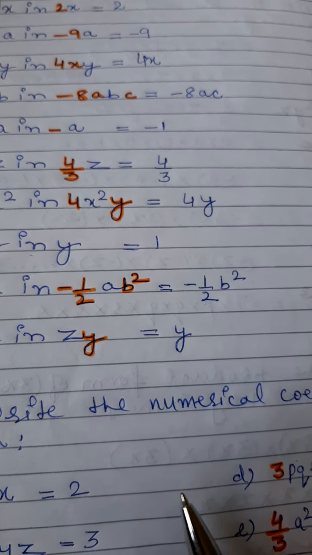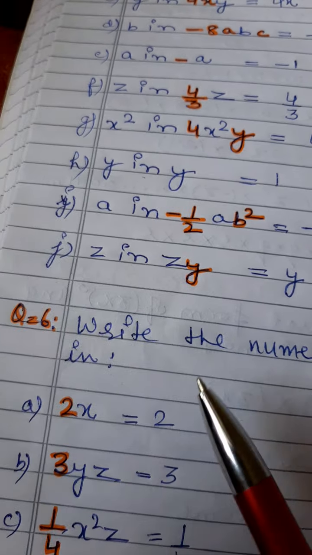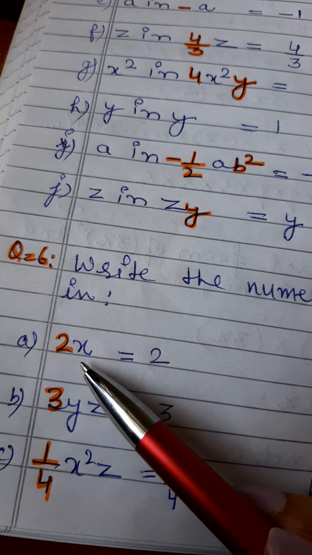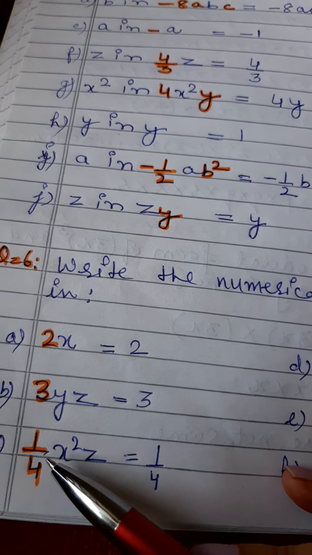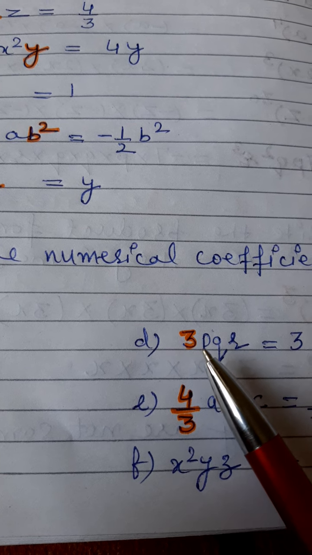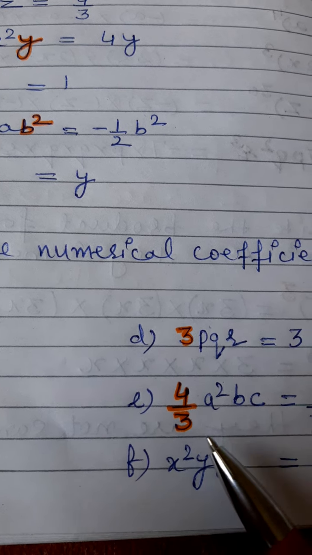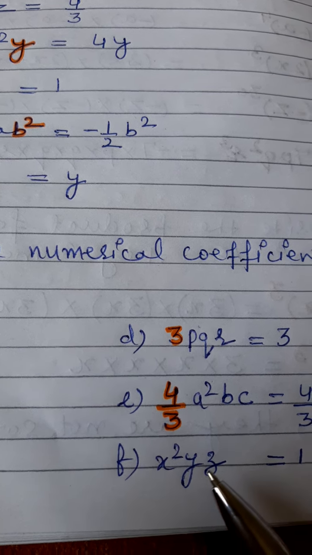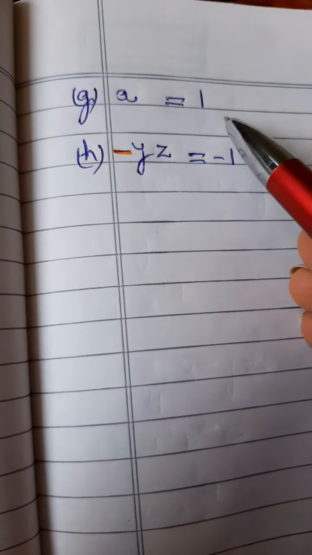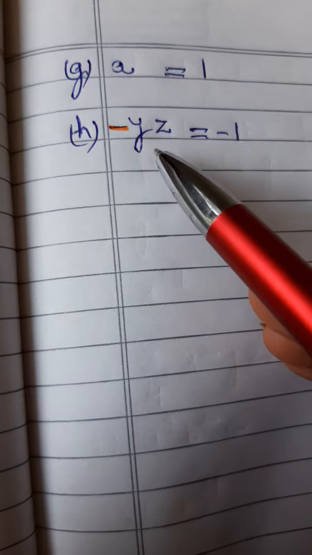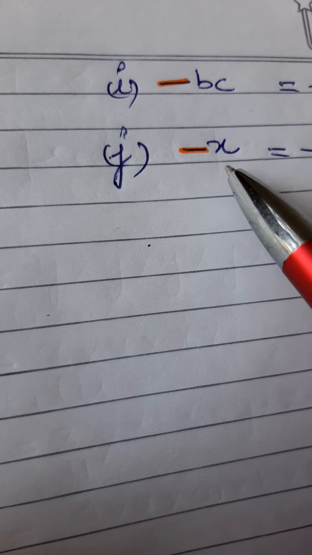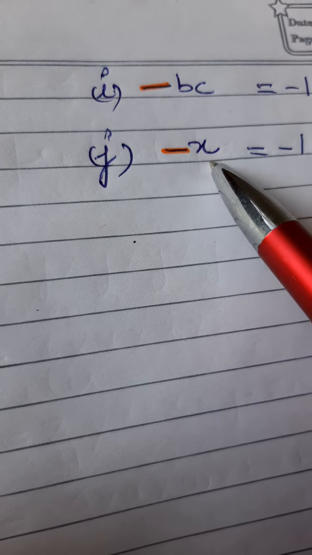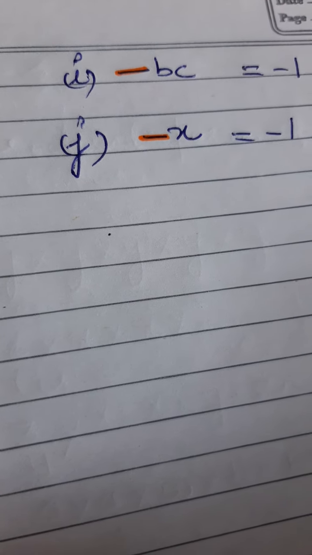Now question number 6 is: write the numerical coefficient in. Here we have to write the numerical coefficients only. So the numerical coefficient here is 2, here it is 3, here it is 1 by 4, here it is 3, here it is 4 by 3. Here it is not given, that means we have to take it as 1. In the G part the numerical coefficient is 1. Here, because it is again not given, so minus is there, so we will take minus 1. In this question also minus BC is there, so we will take minus 1 as the numerical coefficient, and in this question also minus x is given, so we will take minus 1 as the numerical coefficient.